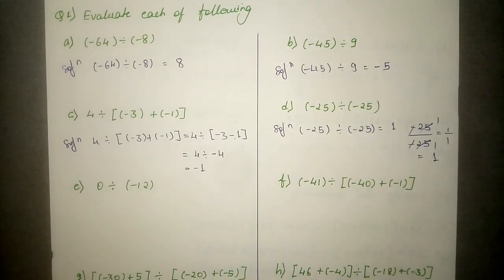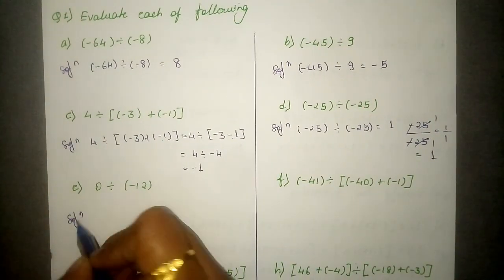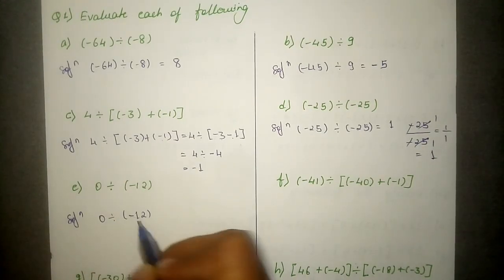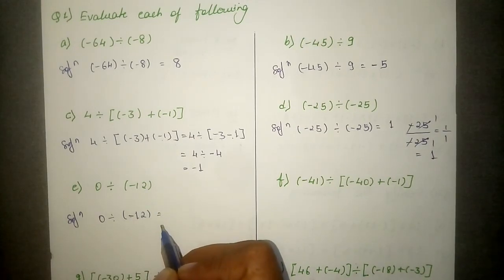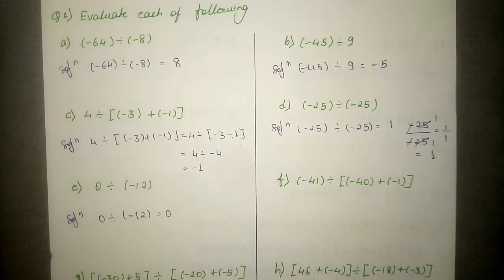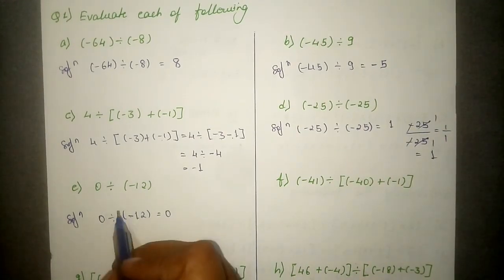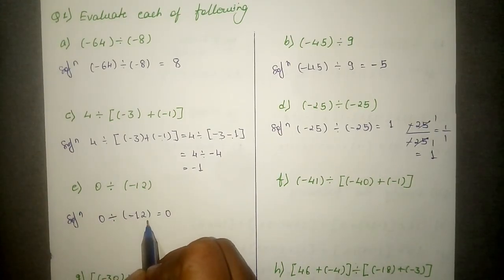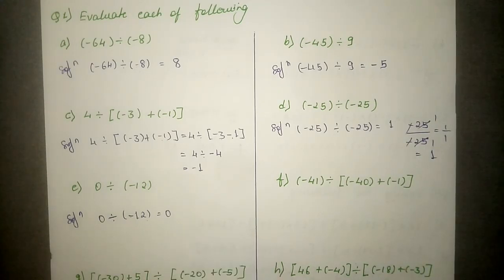Then the next it is given 0 divided by minus 12. 0 divided by any number will give 0 as an answer. So if 0 is divided with any number, then it will be 0 only.